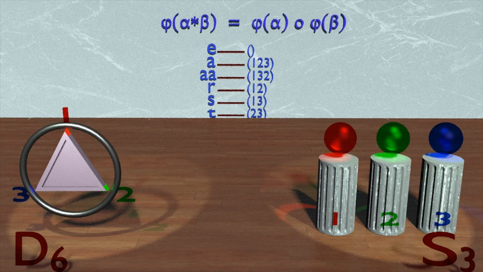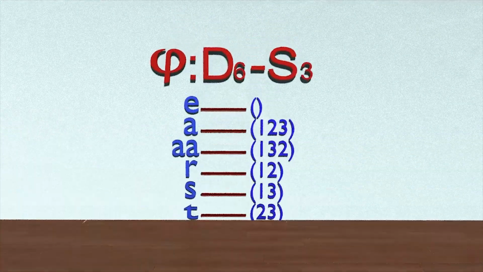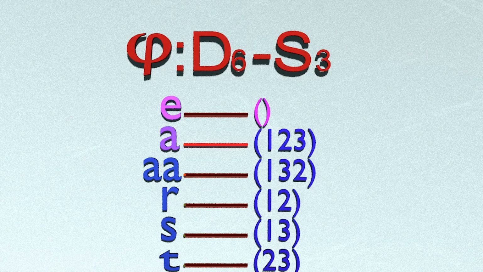Recall our homomorphism equation. Now, let's show that our mapping phi from D6 to S3 is a bijection. It is both one-to-one, which we call injective, and it is onto, which we call surjective. Let's look at what each of these mean. Phi is one-to-one. Each of our elements in the domain is mapped to a unique element in the range. No two elements from D6 end up mapped to the same element in S3.